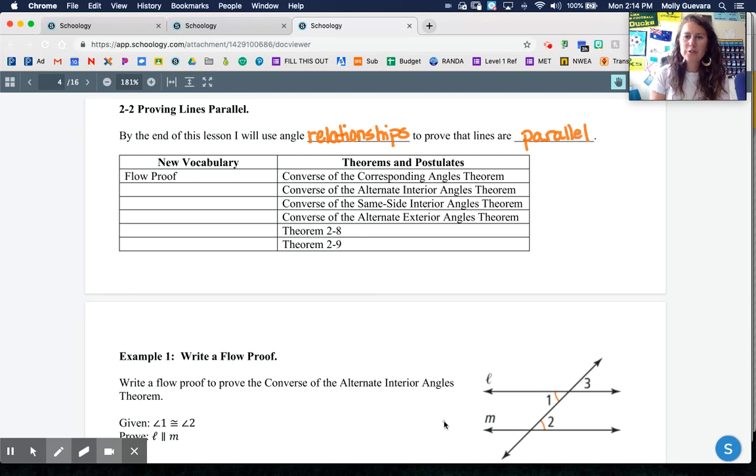And we're going to introduce a new type of proof today, and it's called a flow proof. And so we'll talk about what that is. And then we have a bunch of theorems and postulates today. And they're all just the converse of the ones that we've already talked about, meaning it's just going the opposite direction. So let's go to the end of our notebook, or end of our note catcher here, where all of the terms and theorems are. And let's go ahead and fill out all of our vocabulary and our theorems.